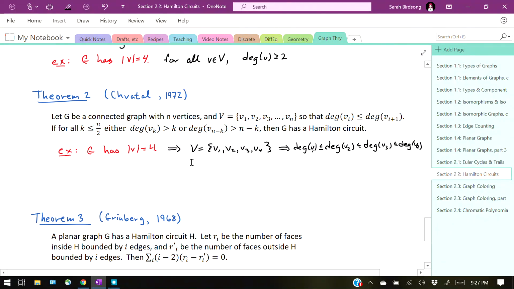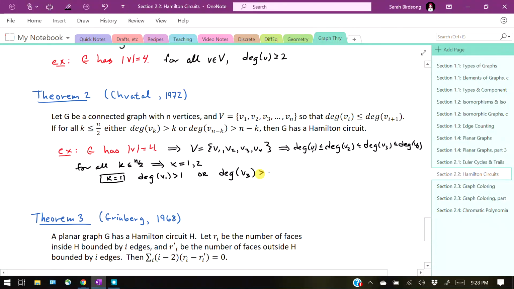Now, the actual condition down here tells you that if you look at k, for all k less than or equal to n over 2, in our particular case, what would those k's be? This is talking about k equals 1 or k equals 2. You have to have one of 2 conditions. Okay, so when k equals 1, what are you going to have? You're going to be looking at the degree of vertex 1 has to be bigger than 1, or you look at the reciprocal vertex, so this would be the degree of vertex n minus k, which would be 4 minus 1 or 3.